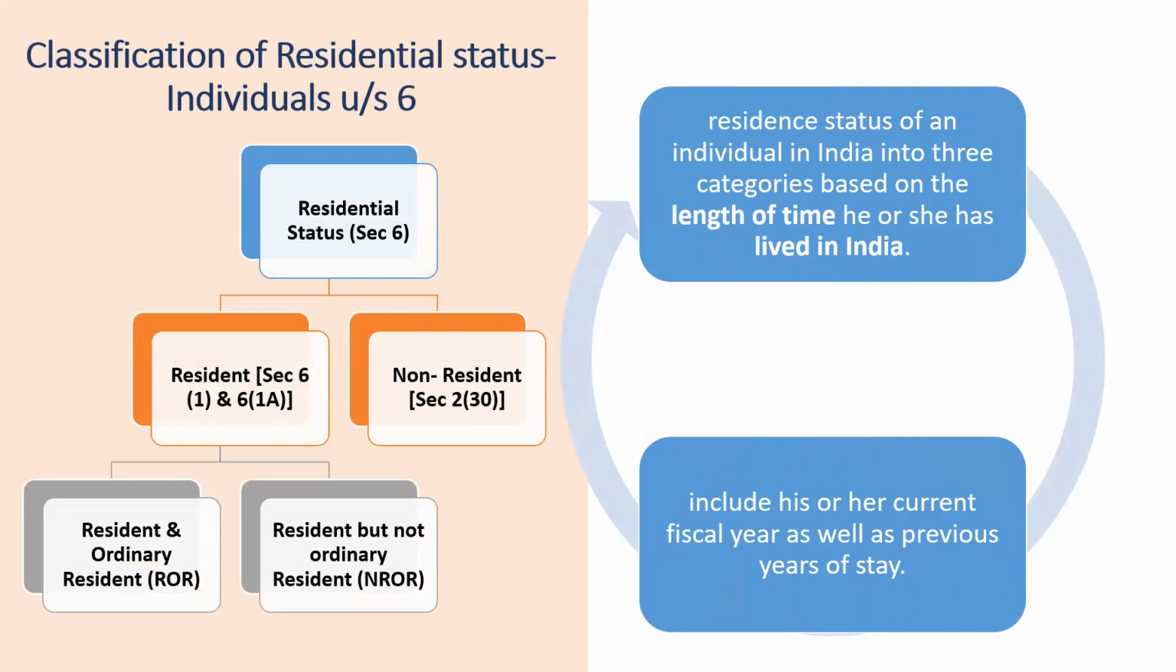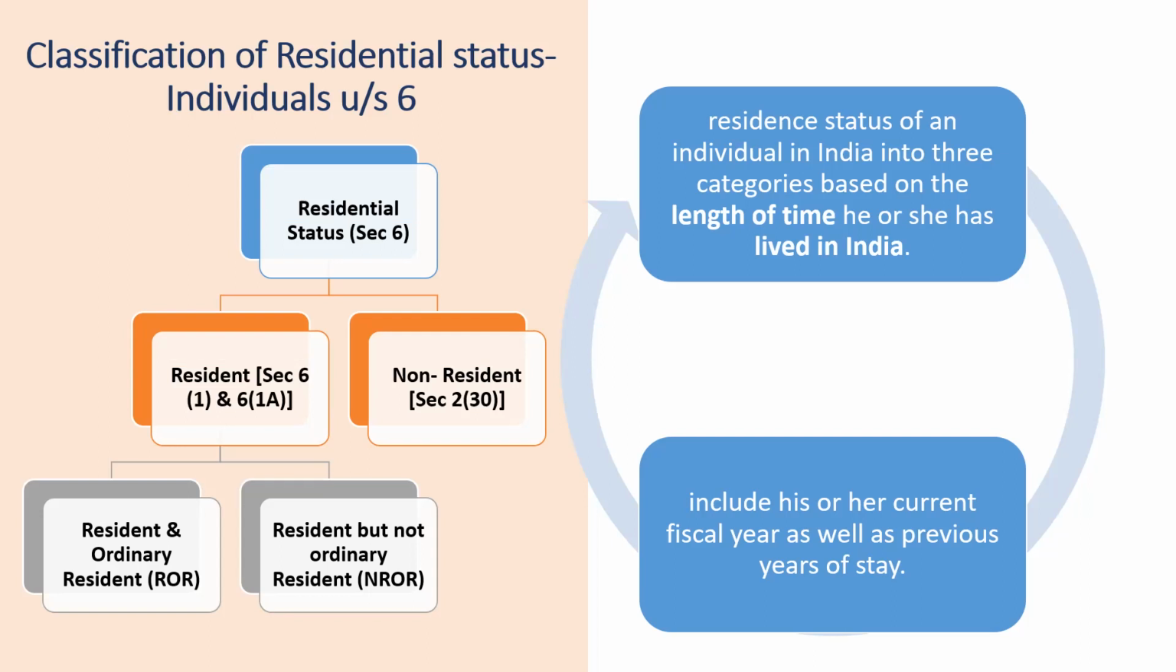So residential status under Section 6: an individual is classified as a resident or a non-resident, and if he is a resident, he further falls under the category of resident and ordinarily resident, and resident but not ordinarily resident.